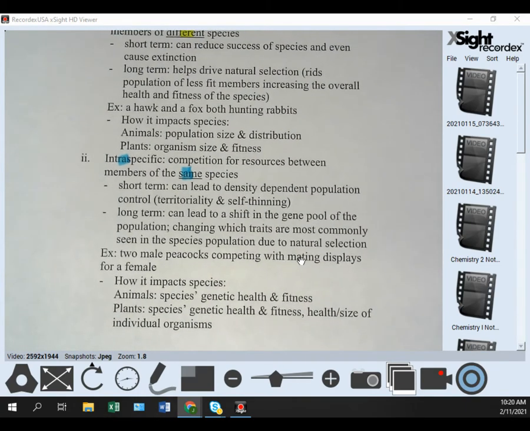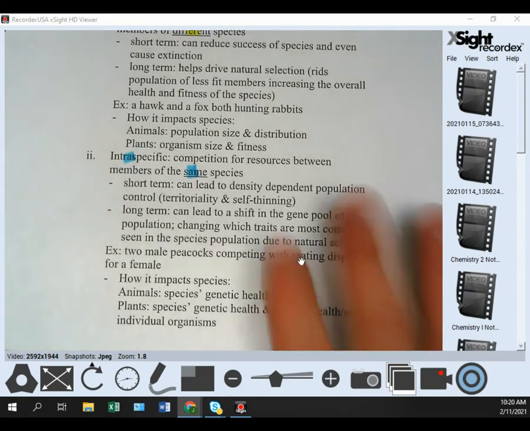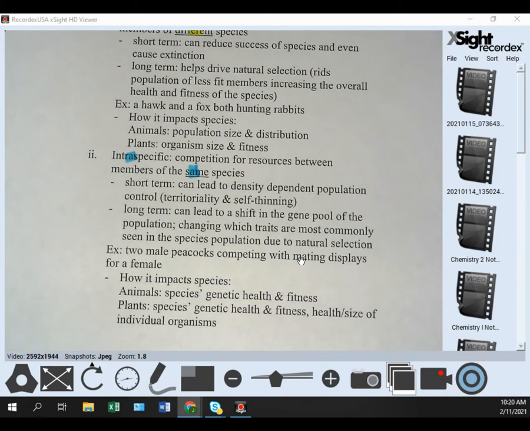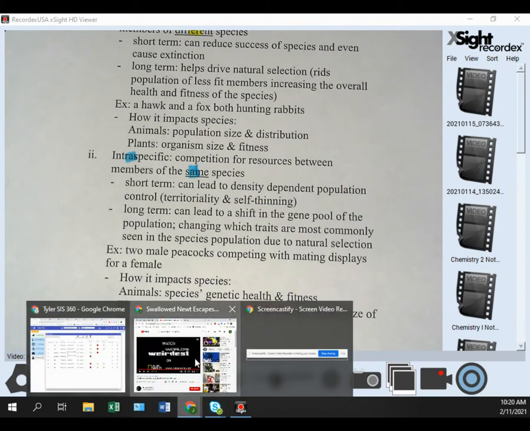There's other ones as well, but long term intraspecific competition within the same species can lead to a shift in the gene pool of the population, changing which traits are most commonly seen in the species population due to natural selection. So I asked the people yesterday if they had seen this example from bio, and they said they hadn't. I don't know if you guys have run into it.